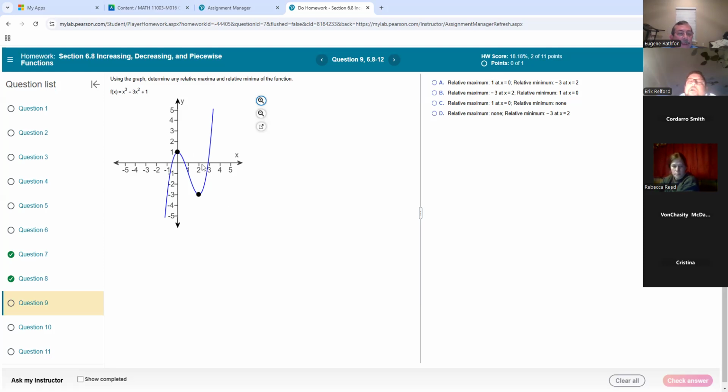Good job. And then that minimum looks like a minimum of negative 3 at x equals 2 there. So you're perfect. That is definitely going to be an A. So if you can at least get the maximum here, you can narrow it down to 2, and then this other one says the minimum is none, which was false, okay?